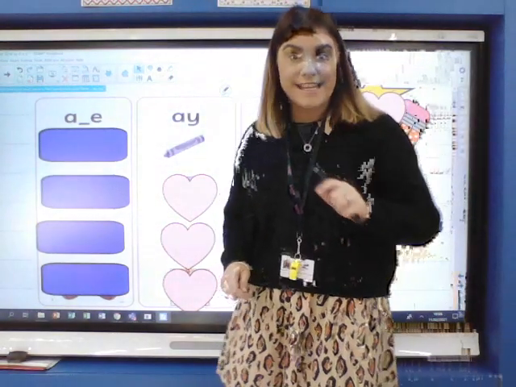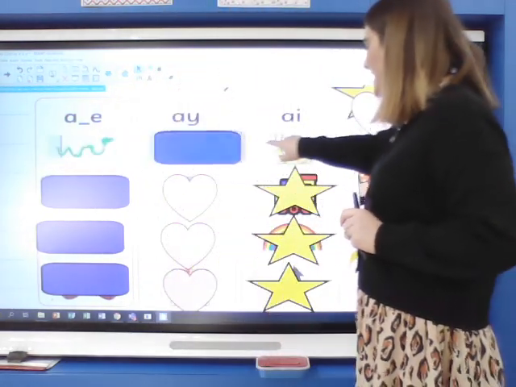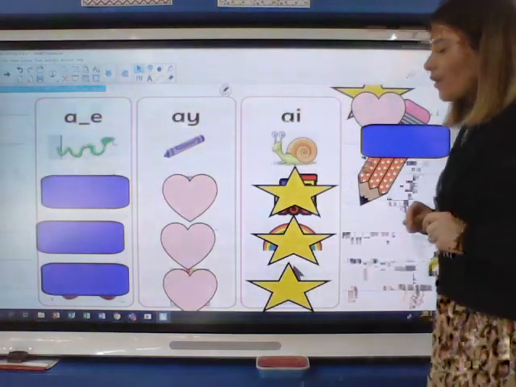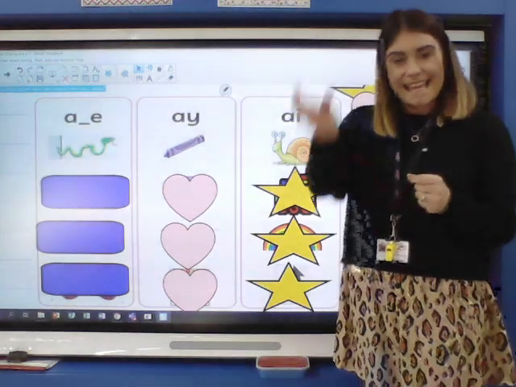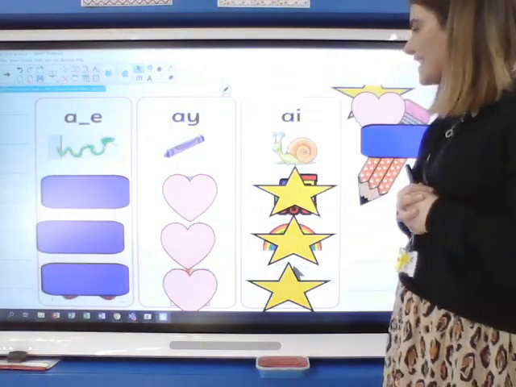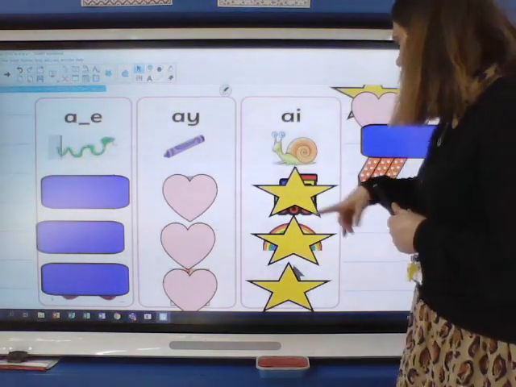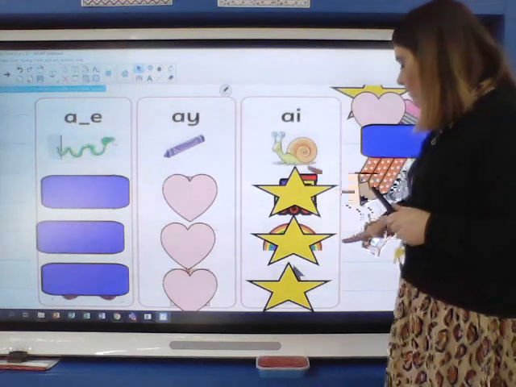So remembering that magic E at the end. Oh, snake. Have a go at writing the word snake in the split diagraph column. Snake. Okay, let's go back to our A, typically found in the middle of a word.